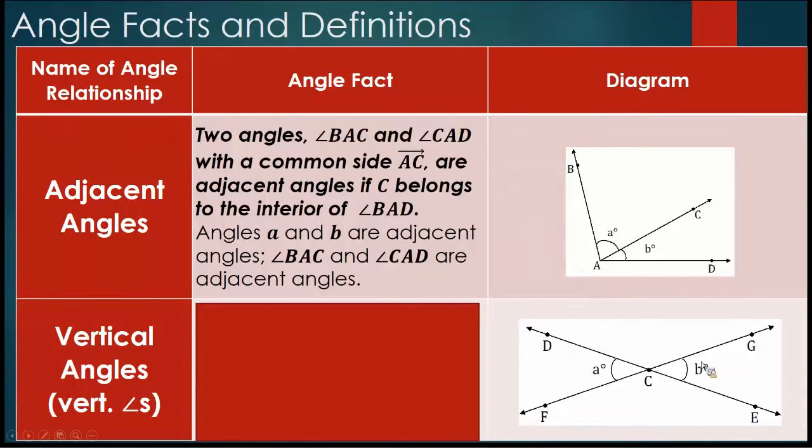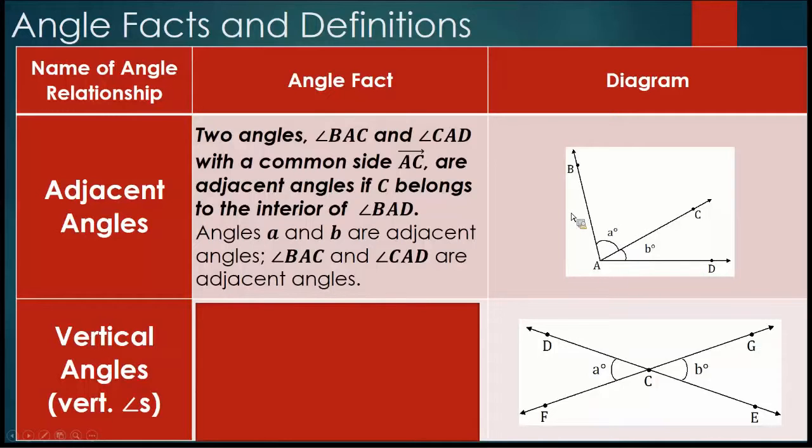So we have a couple of names for these angles. We could name it BAC or a, and we could label the other one CAD or b. So two different angles, two different names for each because of the diagram.